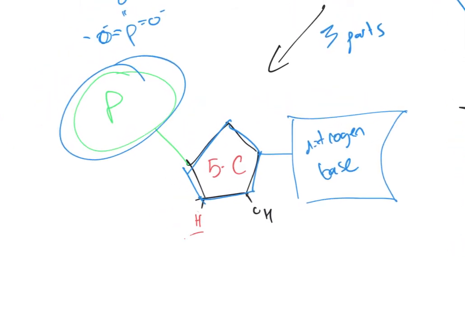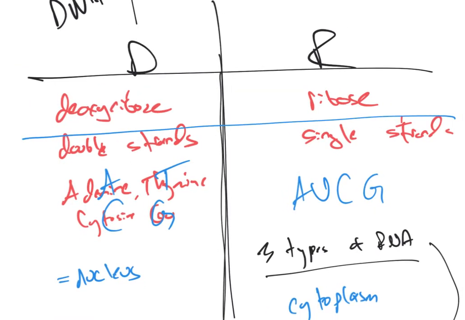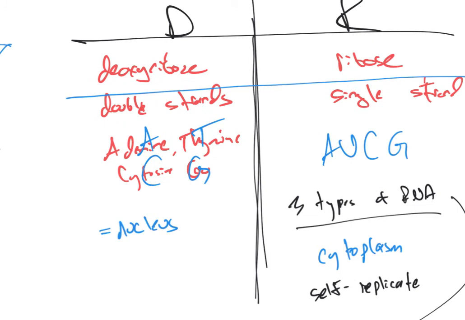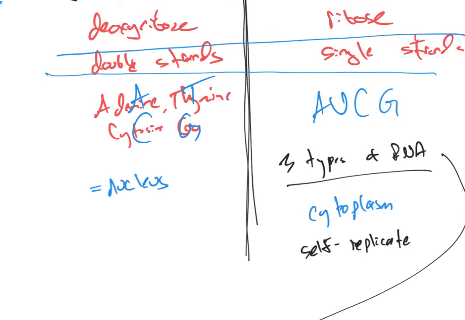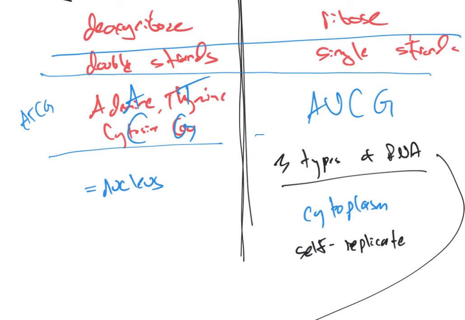Okay, so now we go on to DNA versus RNA. The first big difference is what? I heard 2 things. I was going to say the sugar, but the oxygen. So deoxyribose is the sugar for DNA. Ribose is the sugar for RNA. DNA is double-stranded and RNA is single-stranded. The bases in DNA are ATCG. And the bases in RNA are AUCG.